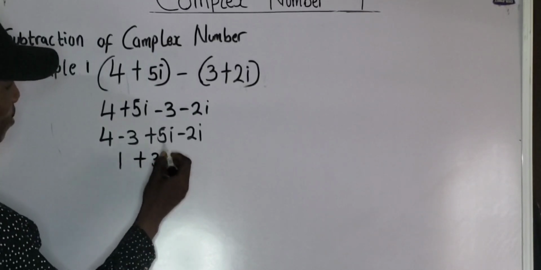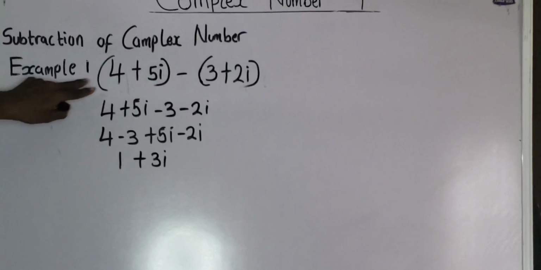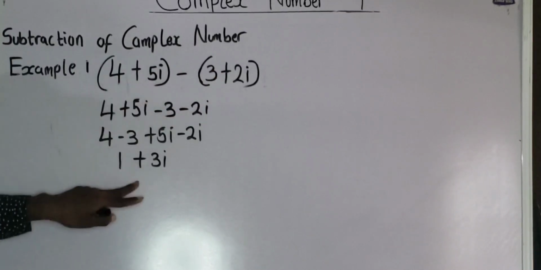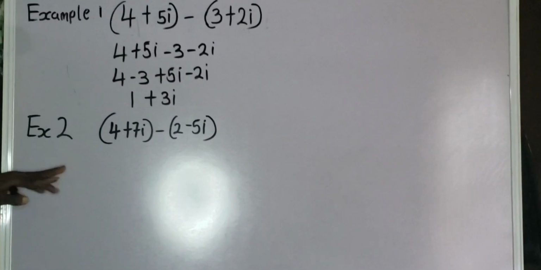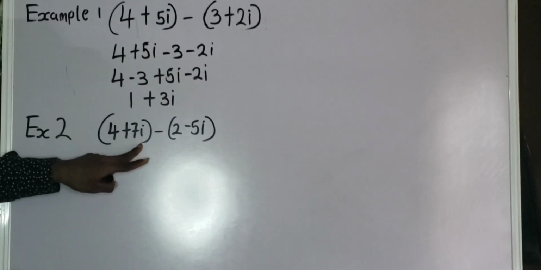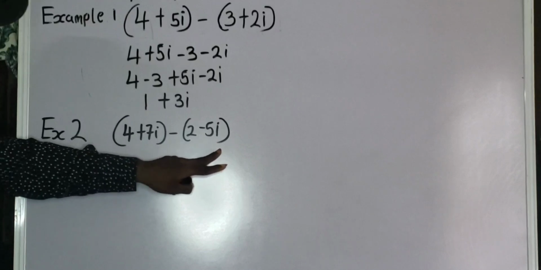So for this, I'm going to have plus 3i. So the subtraction of this from this is what? 1 plus 3i. Now let's look at example 2. We are told to evaluate 4 plus 7i minus 2 minus 5i.